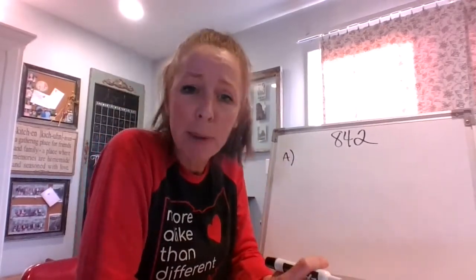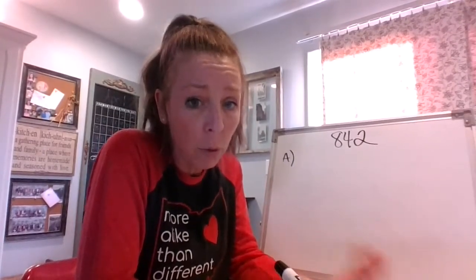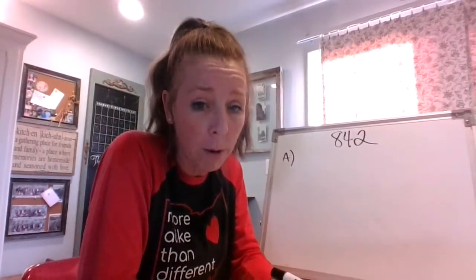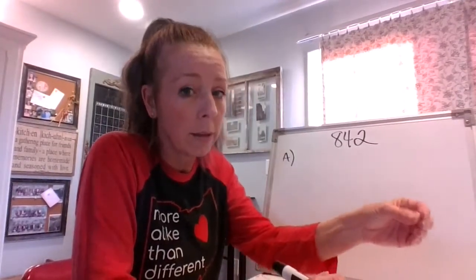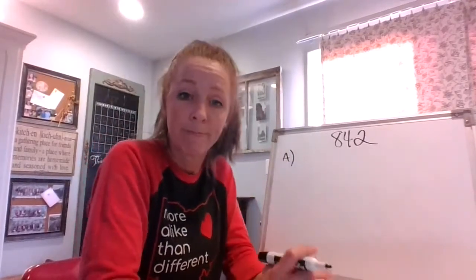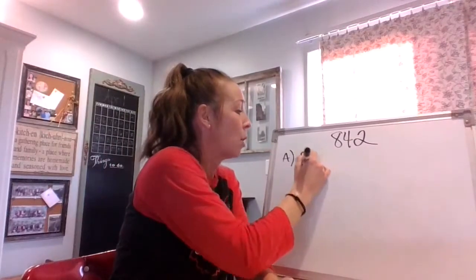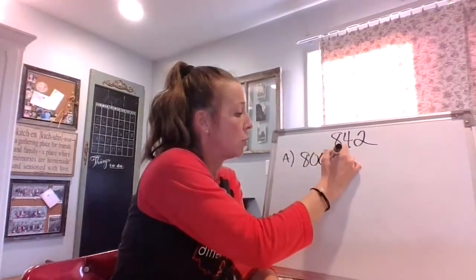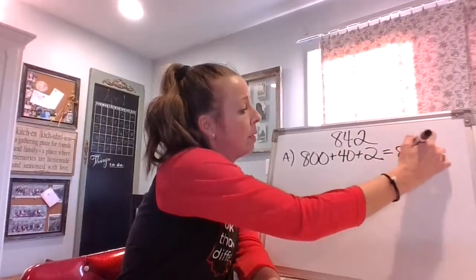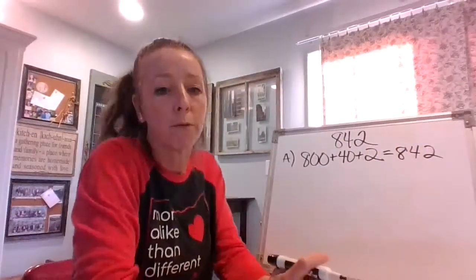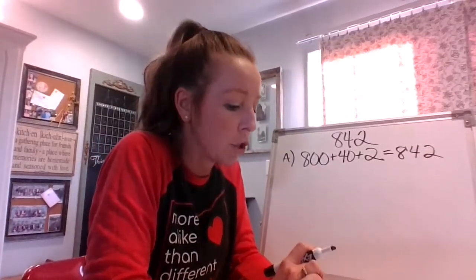Remember, expanded form is how we say numbers. We say them in expanded form. 842. That was a big hint, wasn't it? All right. Hopefully you wrote this: 800 plus 40 plus 2 equals 842. There is your expanded form. Next question.